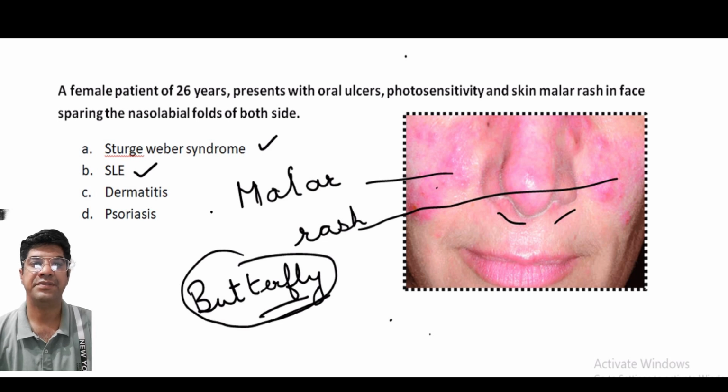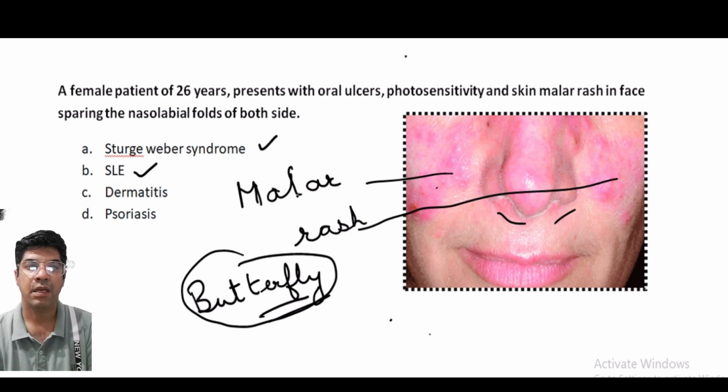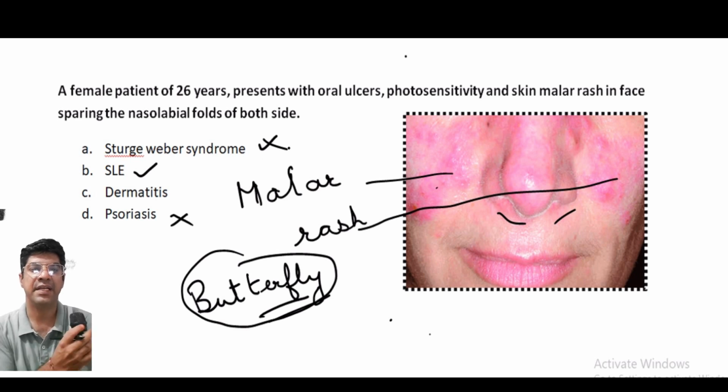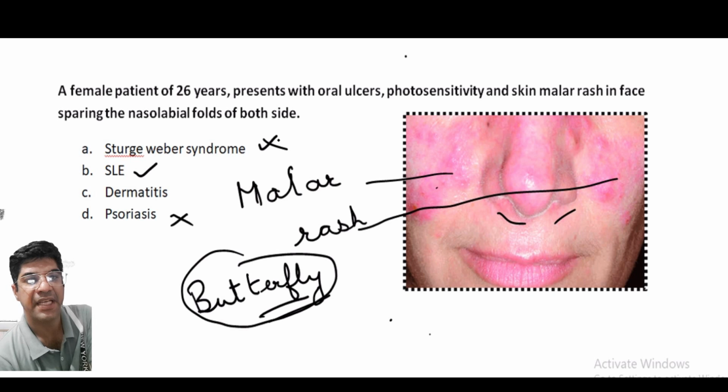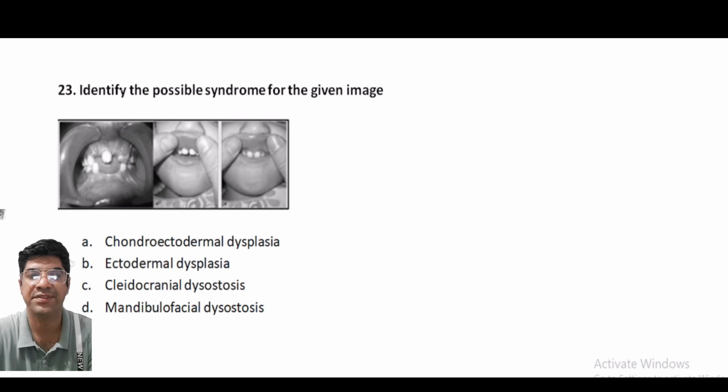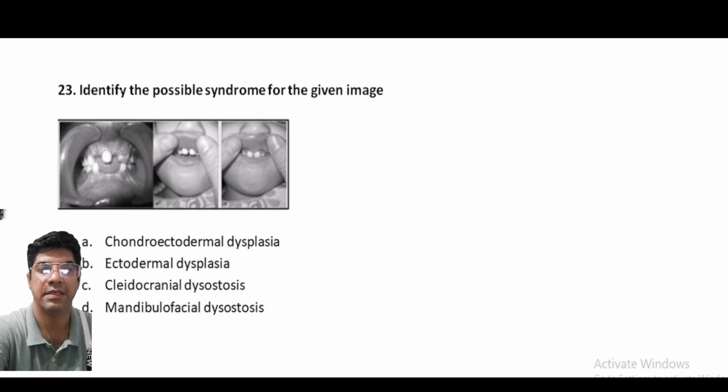Third, dermatitis is a general term for skin inflammation. It causes skin rashes and is less likely to cause oral ulcers or photosensitivity. The last is psoriasis, a condition caused by development of thick red scaly skin patches. It causes skin rashes that are not typically associated with oral ulcers or a malar rash. So your answer would be SLE.